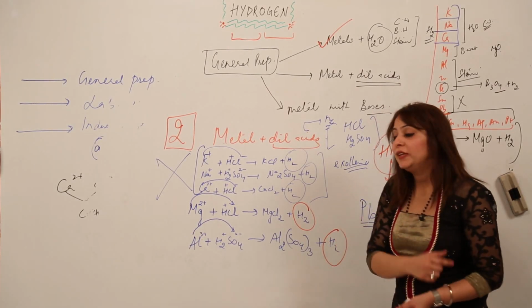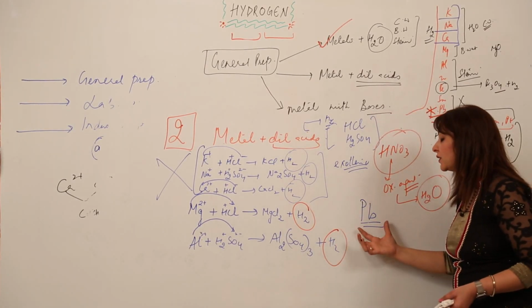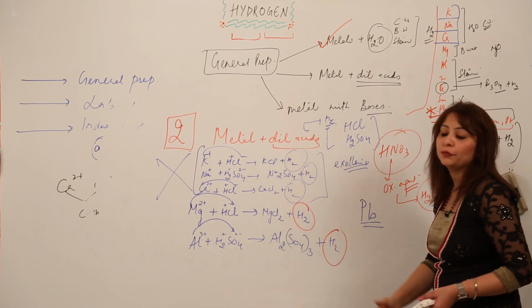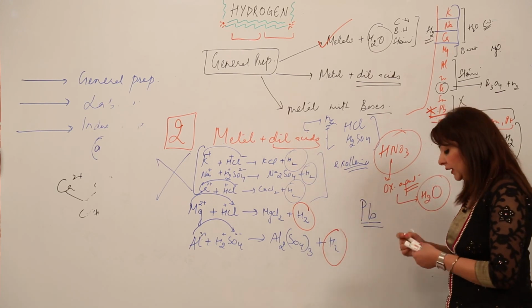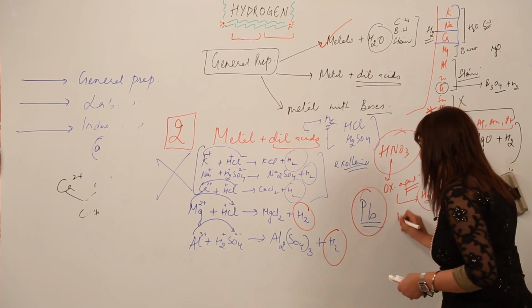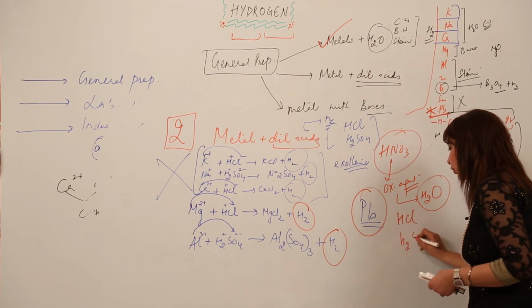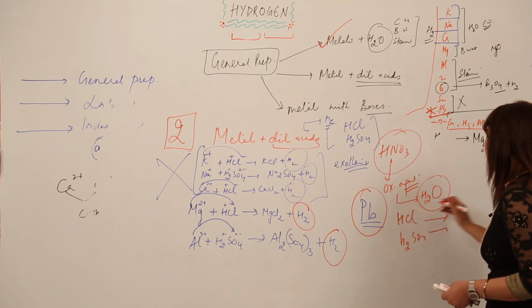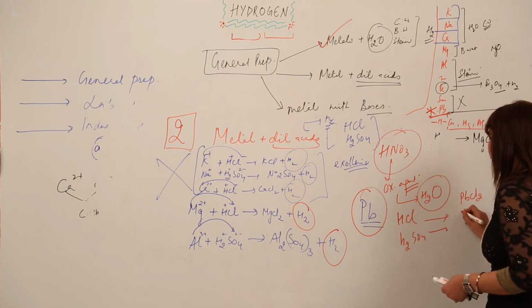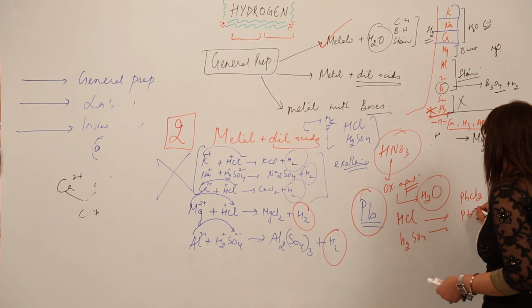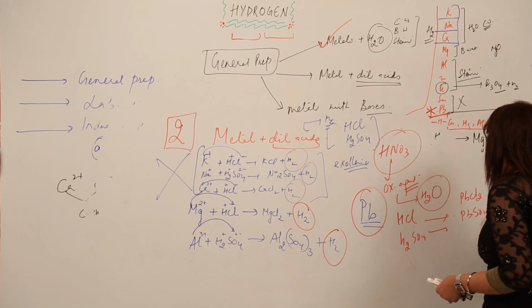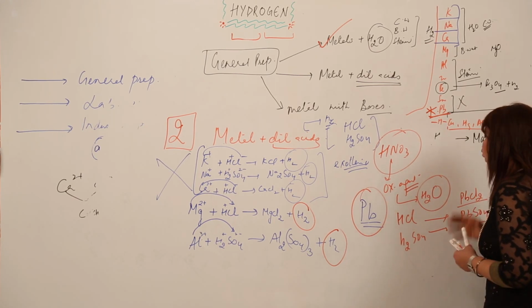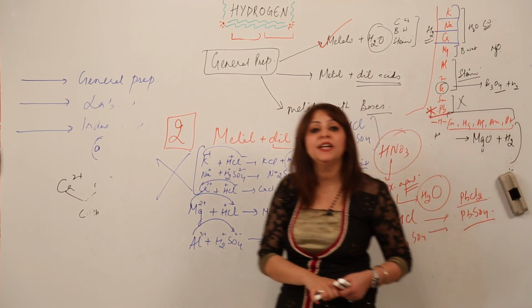So I was telling you that we cannot use lead for preparing the metal from the dilute acid. The reason being, when lead is used with HCl and H2SO4, it definitely reacts with them, right? But what happens when it reacts with HCl? It leads to the formation of lead chloride, and when it reacts with sulfuric acid, it leads to the formation of PbSO4, that is lead sulfate. So where is the problem that we cannot use lead?